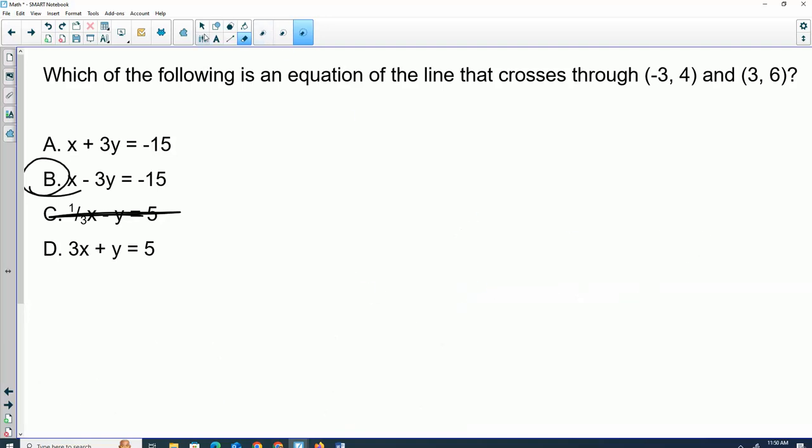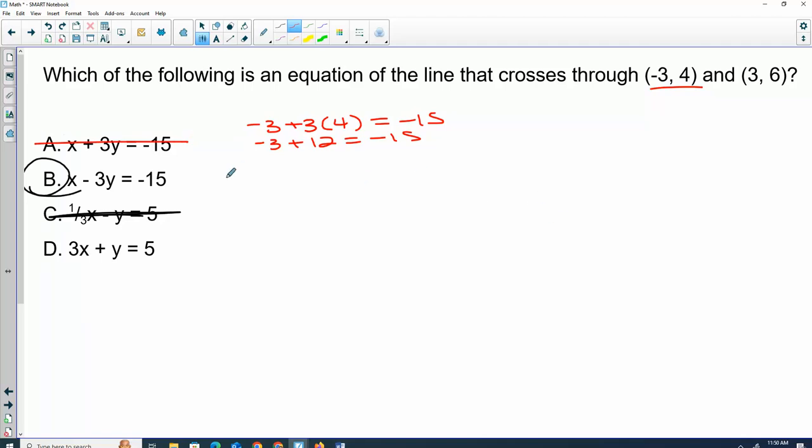Plug in your points. Pick one of them to start with. Go to your equation, plug it in for the x and y. So that would be -3 plus 3 times 4 equals -15. So -3 plus 12 is not -15. So A is out. Go to option B. Plug this in. So -3 minus 3 times 4 equals -15. So -3 minus 12 is -15. So that works. Is that enough to say it's the equation?